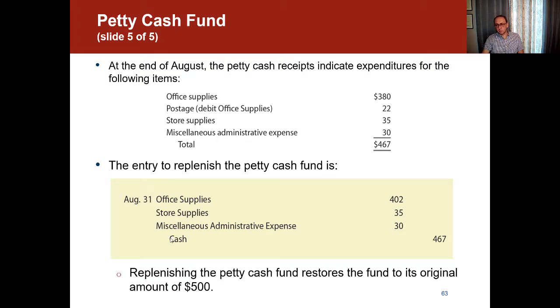We debit all these expenses we had, like office supplies, store supplies, and miscellaneous administrative expenses. Remember, these are either assets or expenses, so when we record them, they go on the debit side, and then we credit cash. One of the common mistakes people make is crediting the petty cash account. Don't do that. Just credit the cash account. The petty cash account is not touched unless we are creating it, increasing its amount, or decreasing its amount. Replenishing the petty cash fund restores the fund to its original amount of $500.